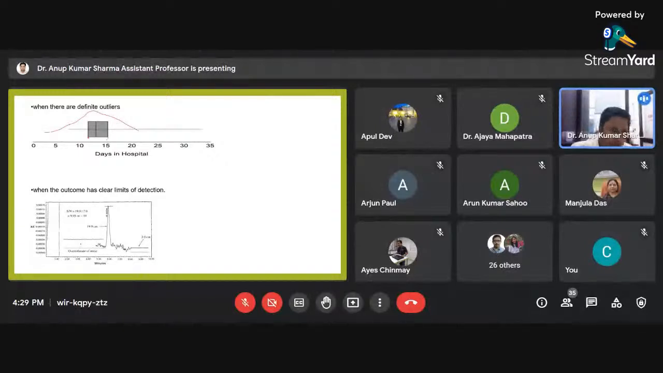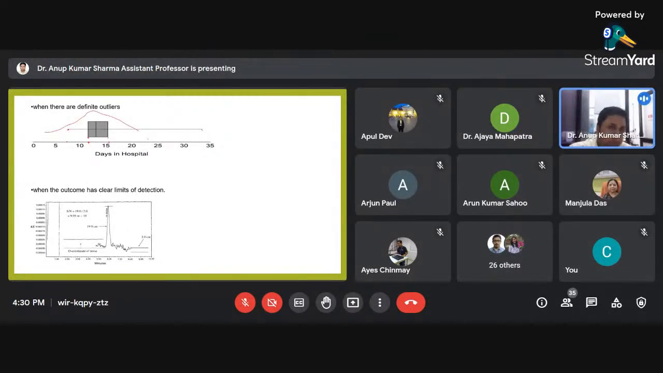This is the one data set, giving days in hospital. Suppose I'm giving some particular treatment; approximately 11 to 15 days patients are discharged. But at this point, someone is in for 6 days and someone for 35 days.